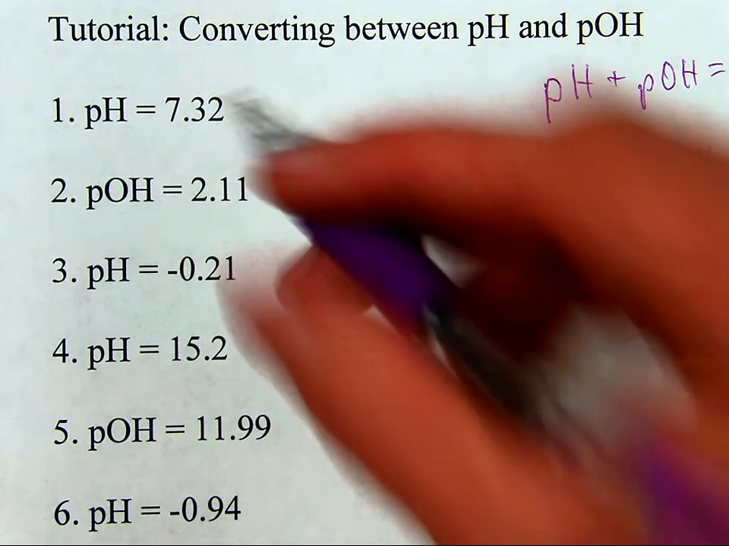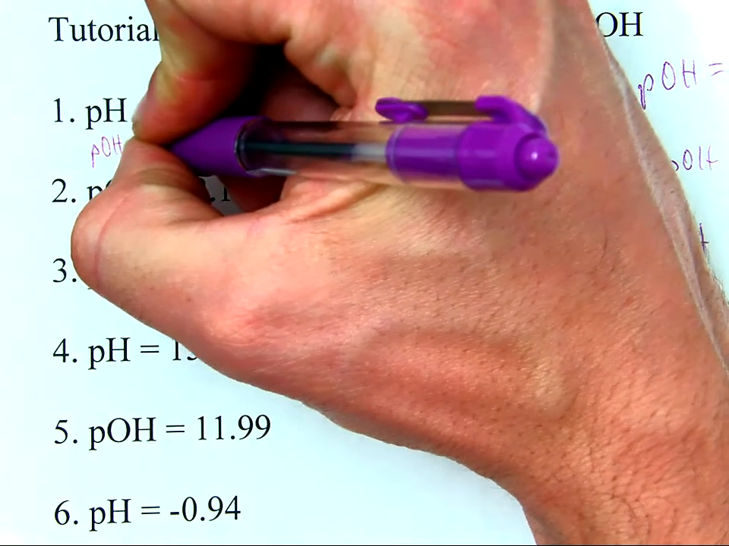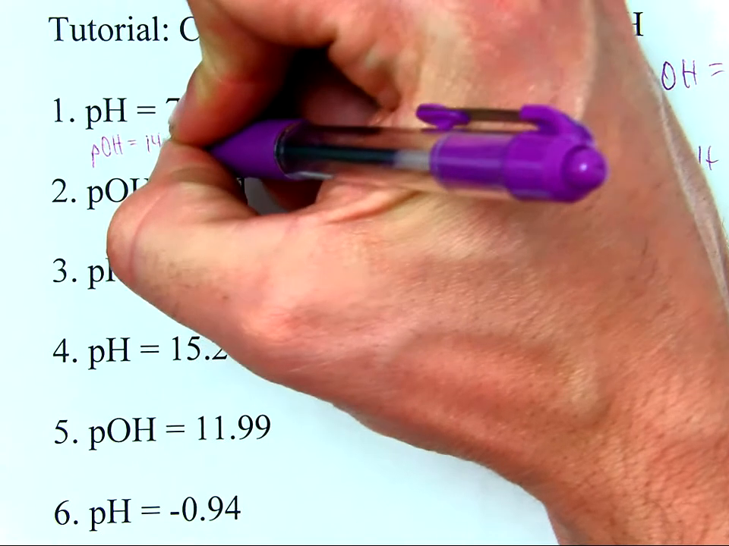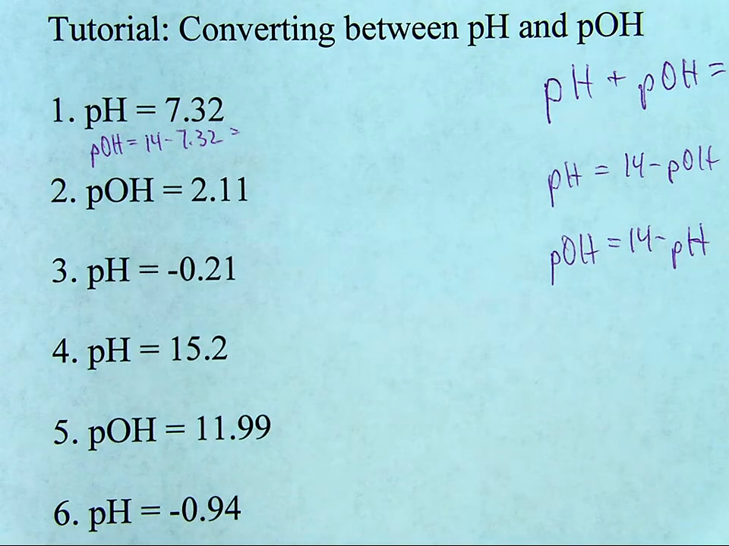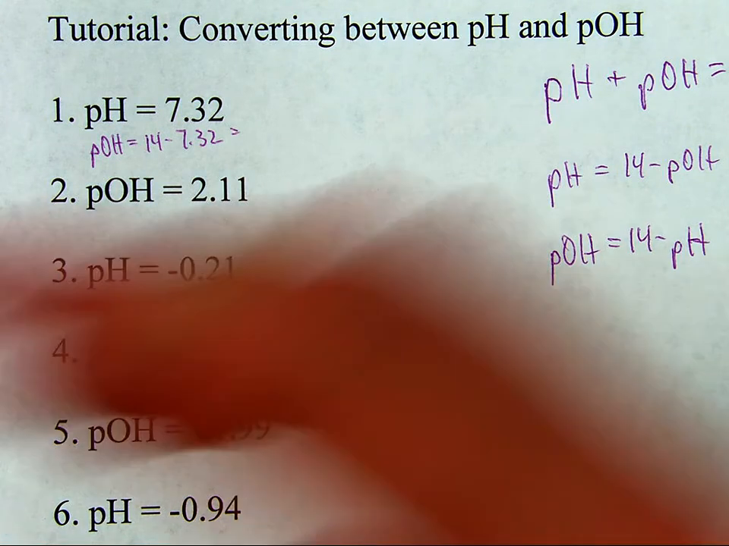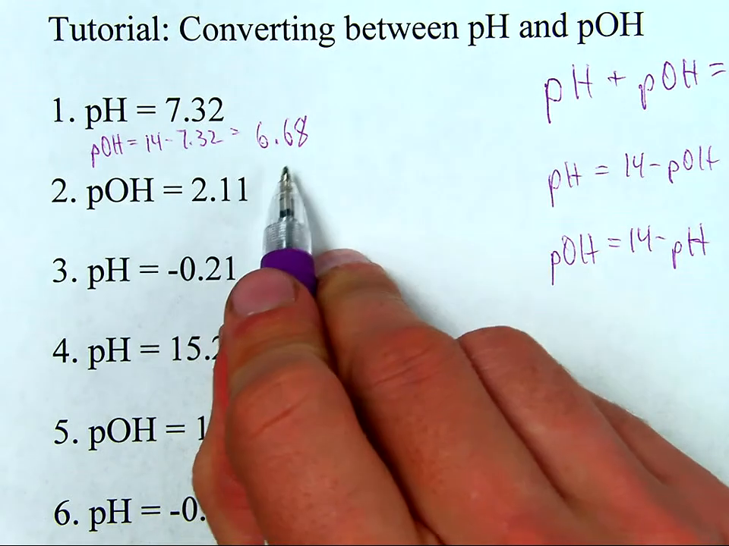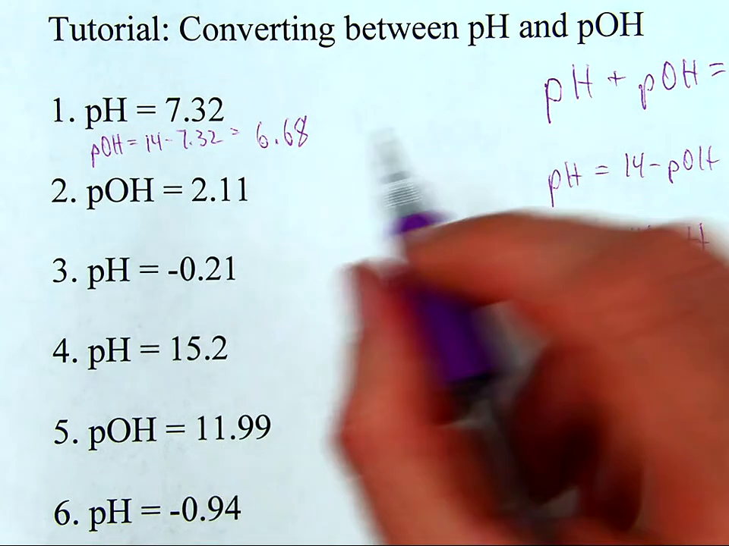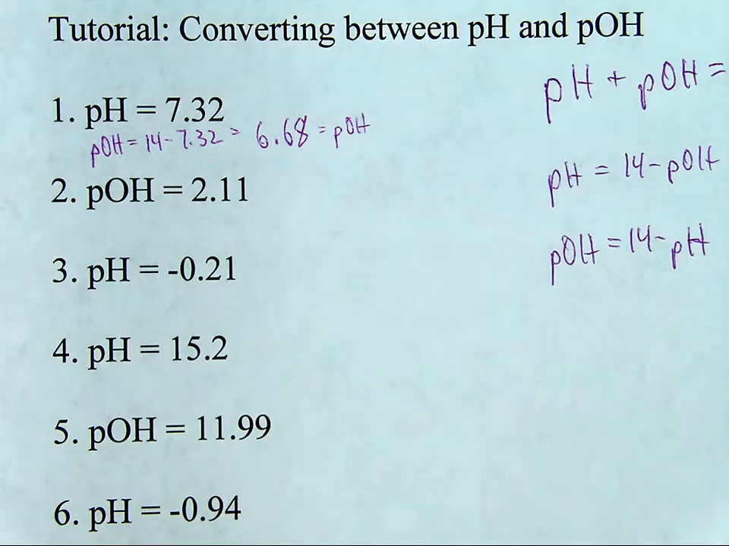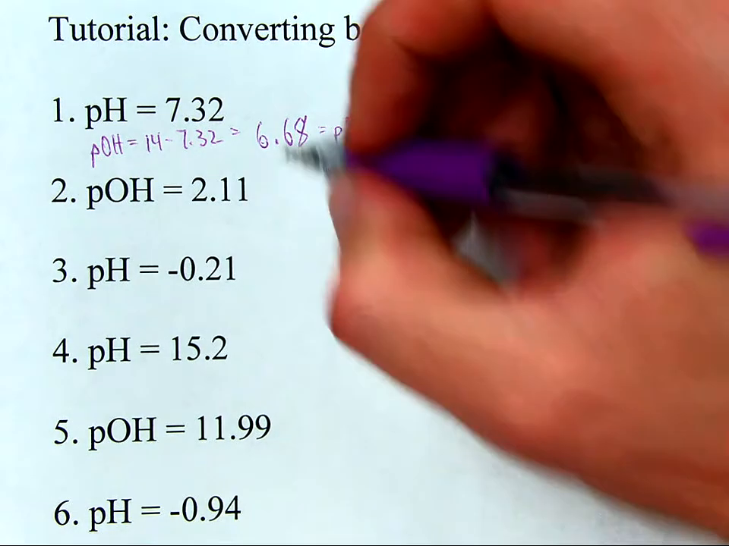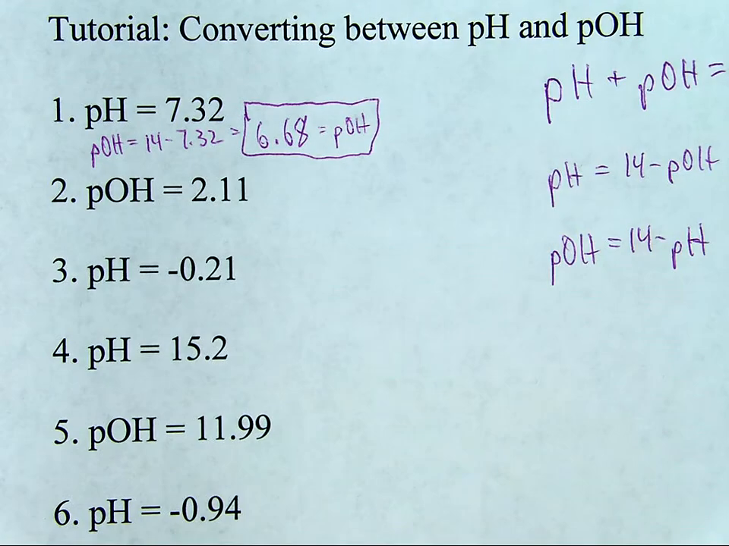pH of 7.32. So in order to find pOH, let's convert to pOH, is 14 minus 7.32, which is equal to 6.68. There is no unit in pOH, though you certainly can write it like this, for example, just to make it extra clear what you're doing. And of course, you want to box your answers when it comes to what's on a calculation section of an exam.